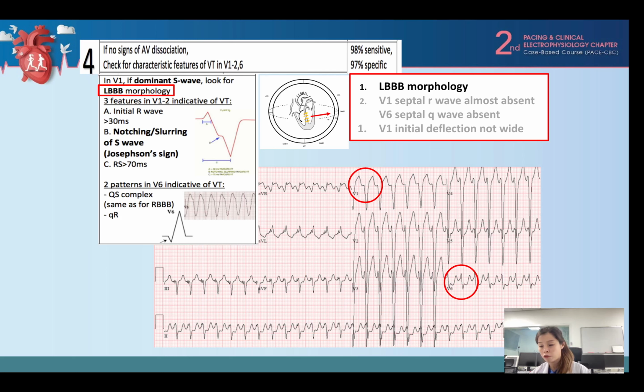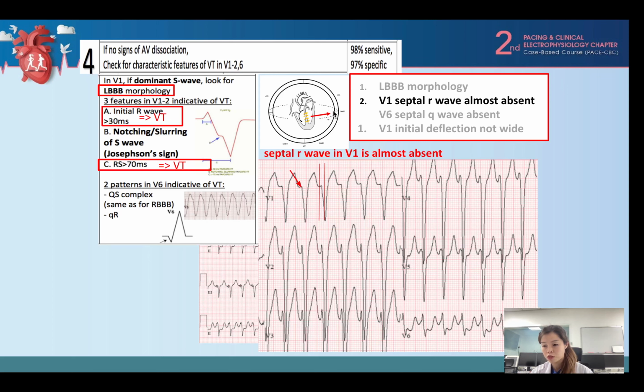The last step would be looking for any atypical RBBB or LBBB morphology. To identify what is atypical, we have to know what is typical first. For normal septal conduction, the septum is activated from the left to the right. Therefore, there is a small septal R wave in V1 and a septal Q wave in V6. For typical LBBB, the septum is now activated from the right to the left. So the septal R wave in V1 should be small or absent, and there should not be any septal Q wave in V6.